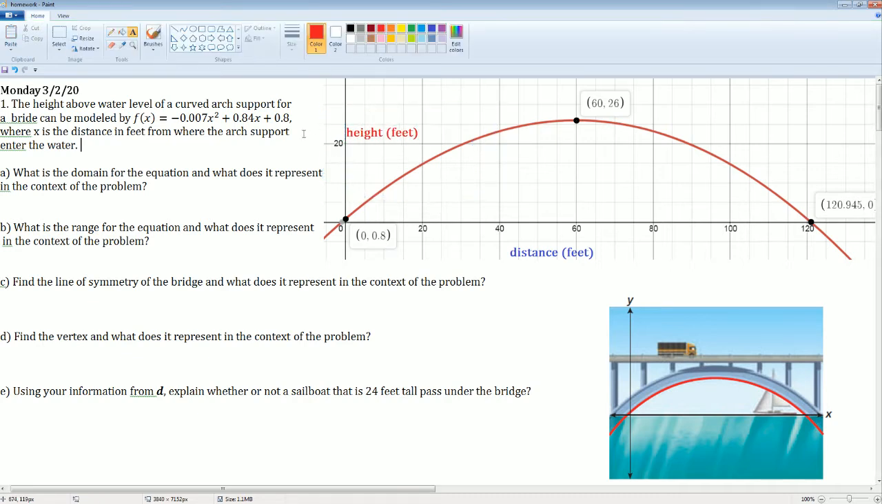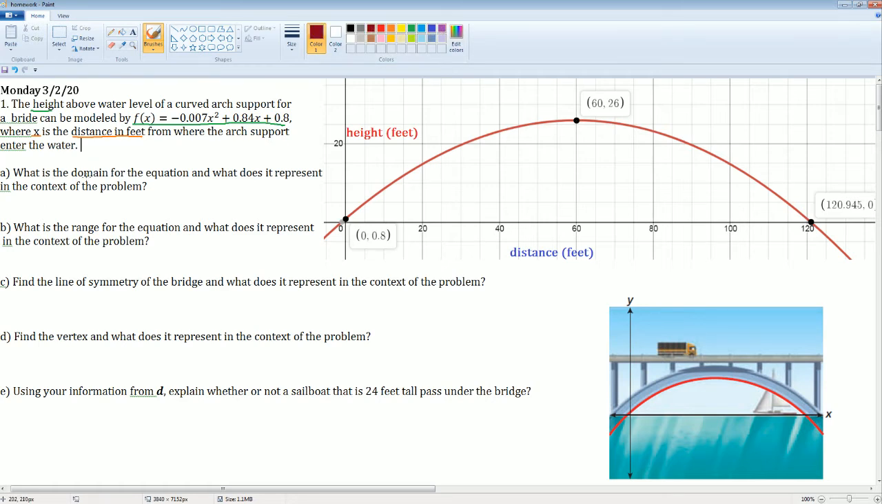How did I get that information? It says it right here. The height is this equation. That's your output, and your input is x, the distance in feet. That's how I got that. Alright, so let's just get some information here.